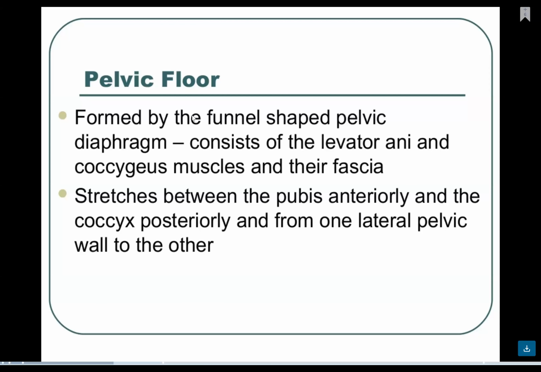So we are saying that the floor of the pelvis is actually formed by the funnel-shaped pelvic diaphragm. This funnel-shaped pelvic diaphragm consists of the levator ani muscle and the coccygeus muscle, and they have fascia. This muscle will stretch between the pubis anteriorly and the coccyx posteriorly, and form one lateral pelvic wall to the other.